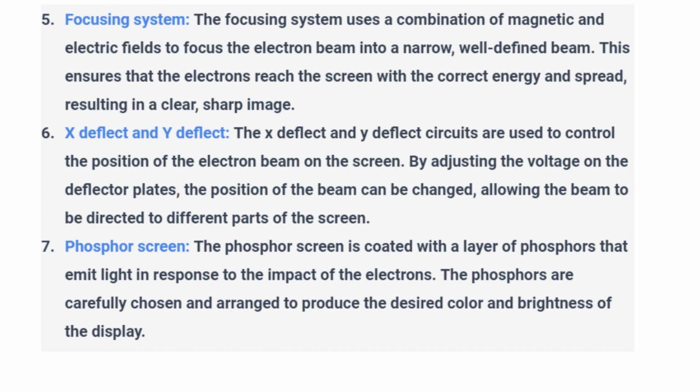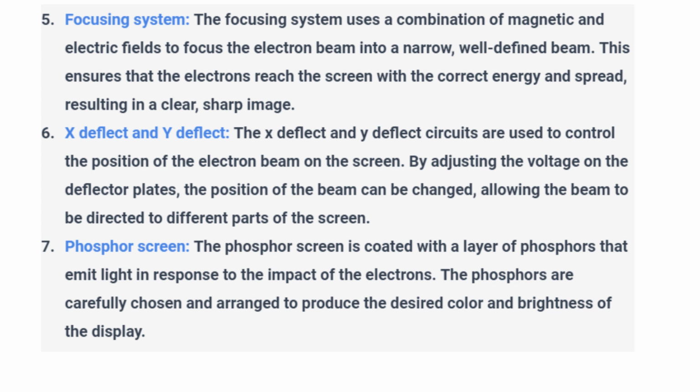Focusing system. The focusing system uses a combination of magnetic and electric fields to focus the electron beam into a narrow, well-defined beam. This ensures that the electrons reach the screen with the correct energy and spread, resulting in a clear, sharp image. X deflect and Y deflect. The X deflect and Y deflect circuits are used to control the position of the electron beam on the screen. By adjusting the voltage on the deflector plates, the position of the beam can be changed, allowing the beam to be directed to different parts of the screen.